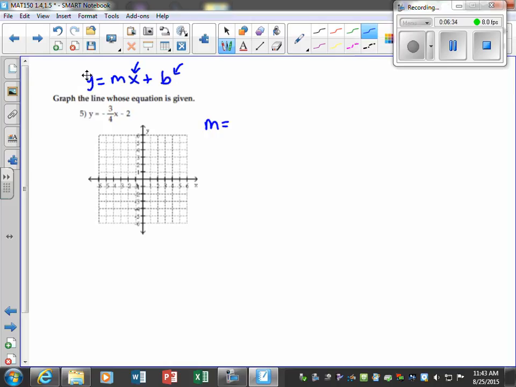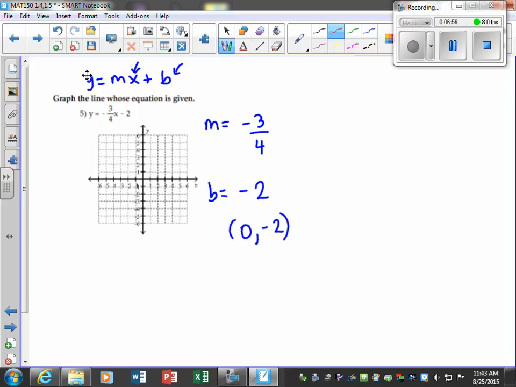So what is our slope for the given equation? Negative 3 over 4, and then the y-intercept, which is the b, is going to be negative 2. That's also noted as the ordered pair (0, negative 2), because remember it's the y-intercept. So don't forget, if they ask you to write it as an ordered pair, that's the case.